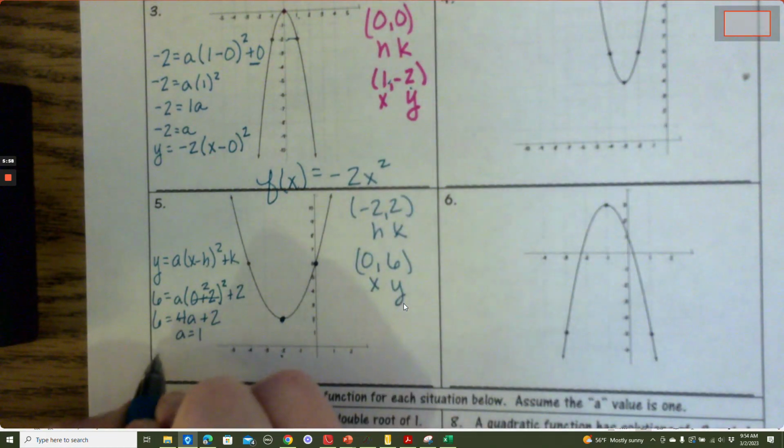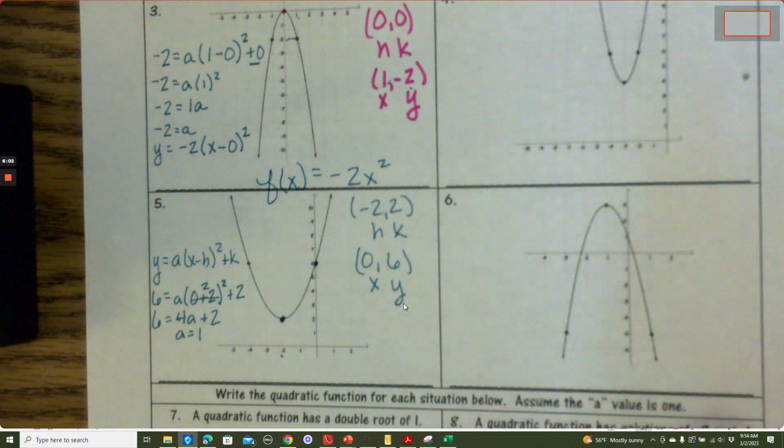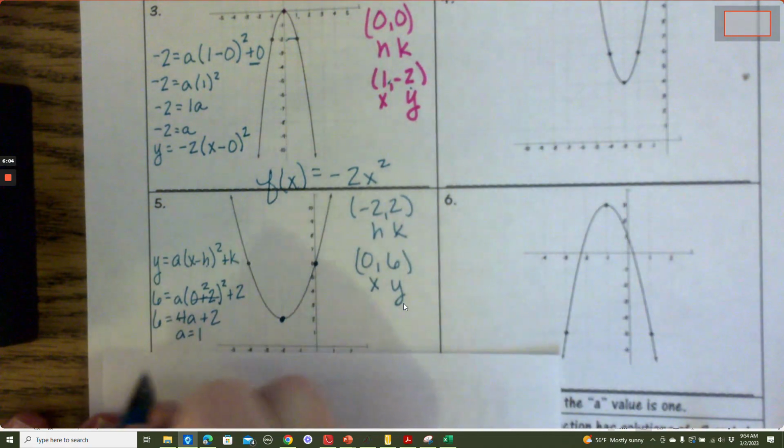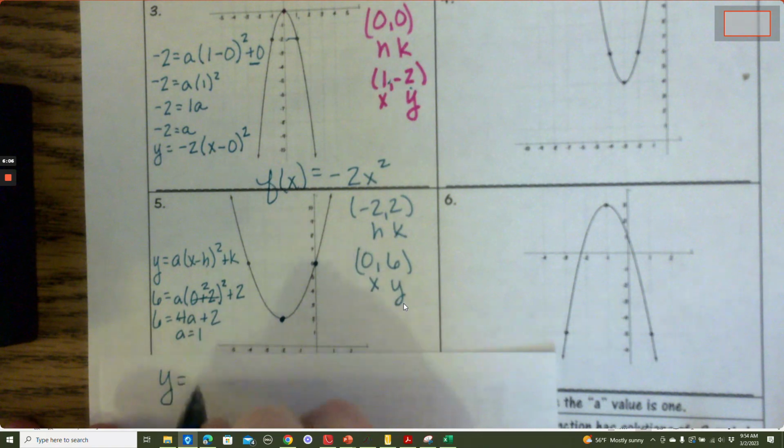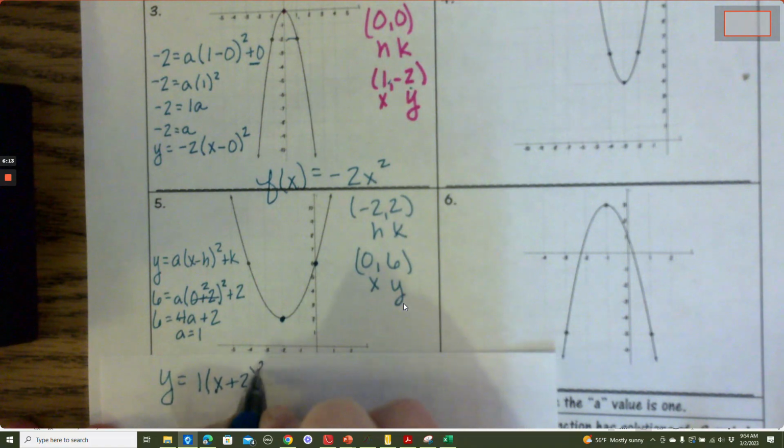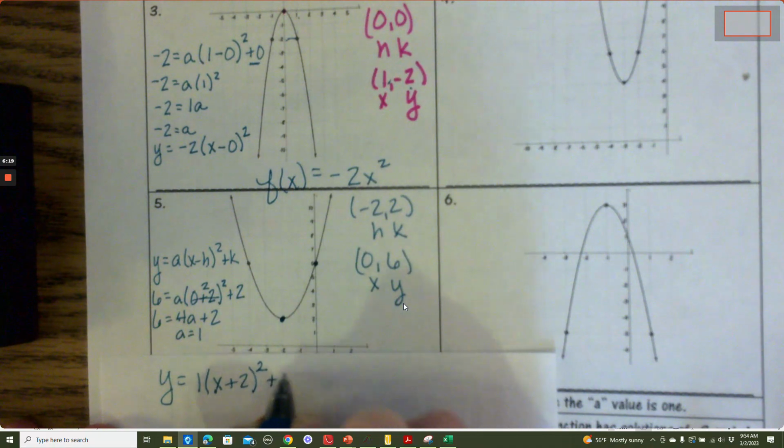So if I write this out, I've got in vertex form: y equals, a is 1, keep the x. h is a negative 2, so plus 2 squared. And then, sorry, my brain just stopped working for a second, plus 2.